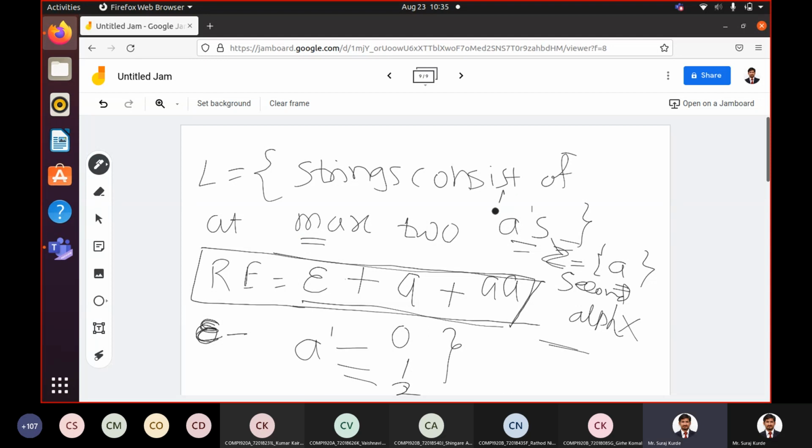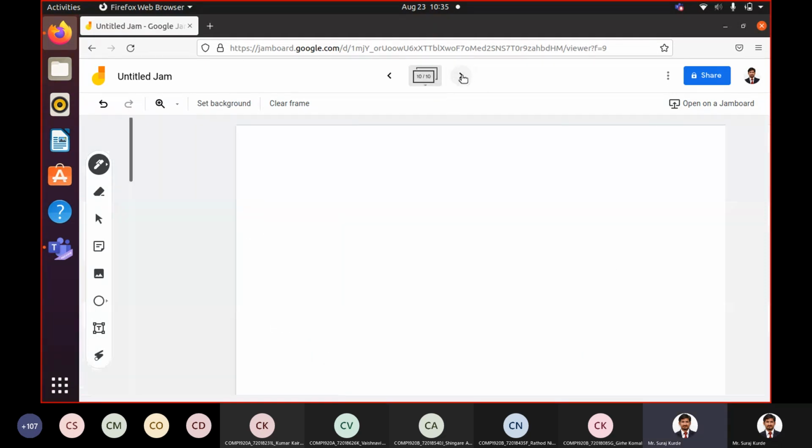In the same way, if I change the input, say to B, with the number of B's at most 2, then instead of A it will be epsilon plus B plus double B. If I change the alphabet, then the expression will have that alphabet; instead of A, it will be B. So this is the regular expression for the given language.